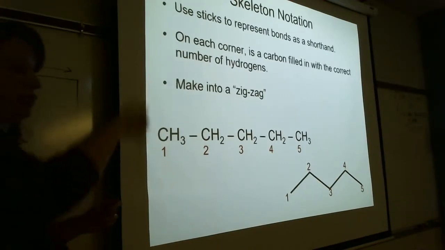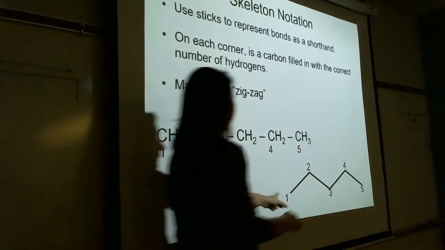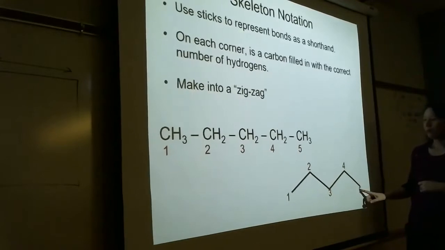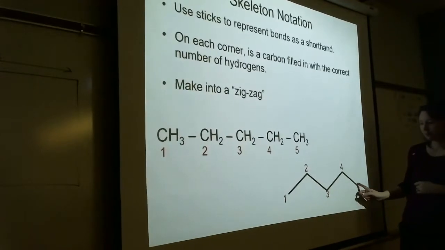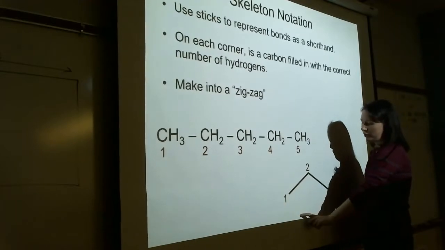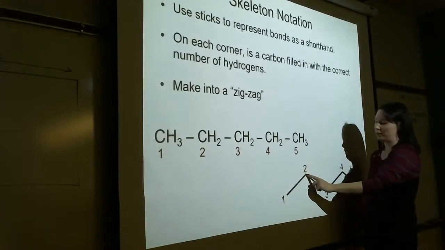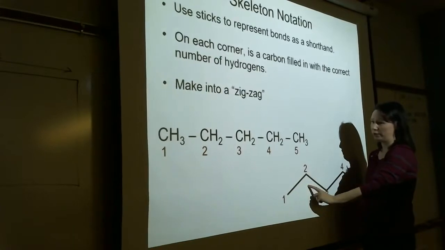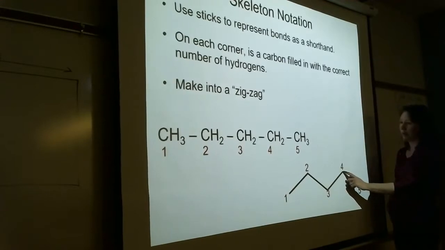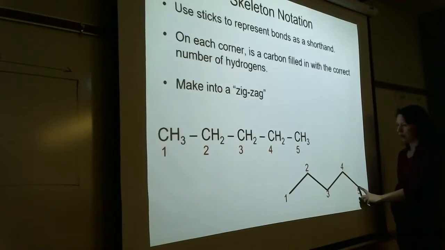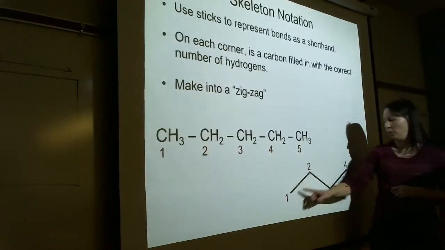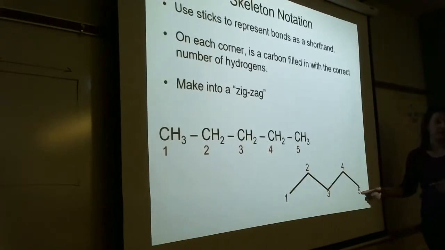really quickly. Just goes zip, zip, zip, zip, zip. Every end and every point is a carbon with the appropriate number of hydrogens. So here on the end, that's a carbon with 3 hydrogens. Here's a point, so that's a carbon with 2 hydrogens. Here's a carbon with 2 hydrogens. Here's a carbon with 2 hydrogens. Here's a carbon with 3 hydrogens. This was a 5-carbon chain. This is a 1, 2, 3, 4, 5-carbon chain here.